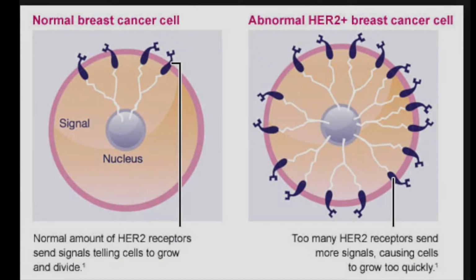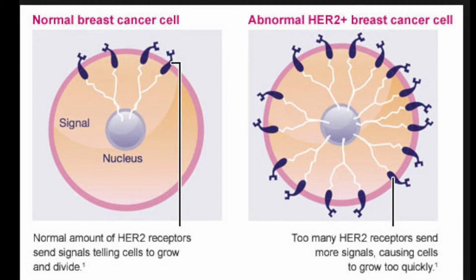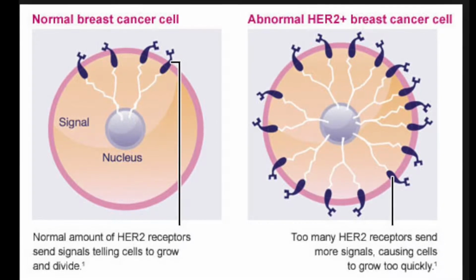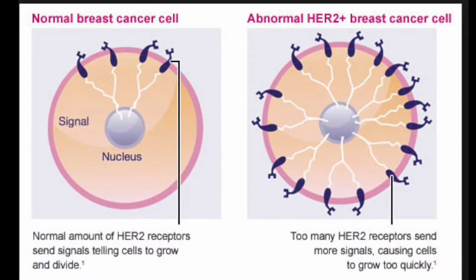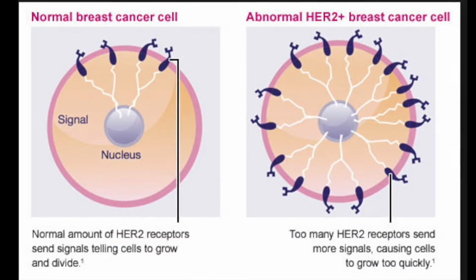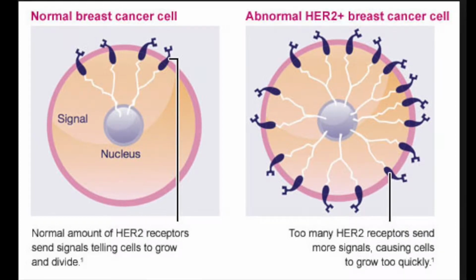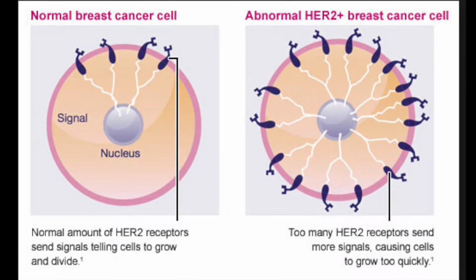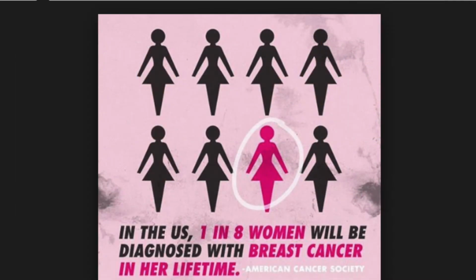HER2 is a specialized protein found on breast cancer cells that helps control cancer growth. Usually a breast cell has two copies of this HER2 protein. However, when this protein is overexpressed in the body, cells begin to grow uncontrollably and can lead to breast cancer. In fact, women in the United States have a 1 in 8 chance of developing breast cancer during her lifetime. Approximately 15 to 20% of all breast cancers overproduce the growth-promoting protein HER2.